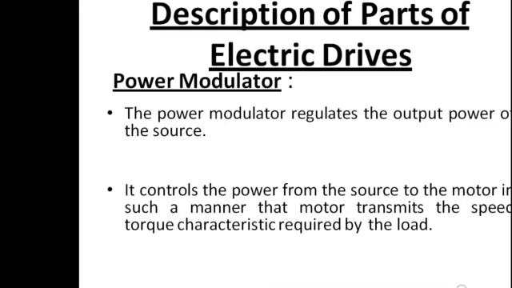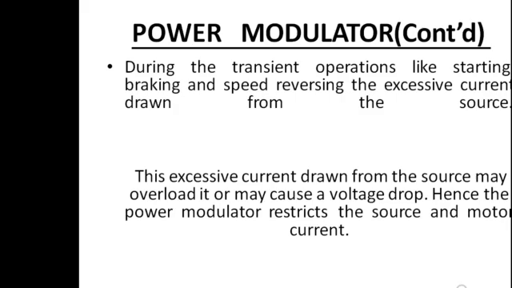In the description of the parts of the electric drive, the power modulator regulates the output power of the source. It controls the power from the source to the motor in such a manner that the motor delivers the speed and torque characteristics required by the load. So the main theme of the power modulator is to regulate the output power of the source, which becomes the input power of the motor.